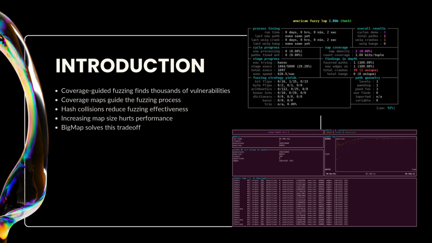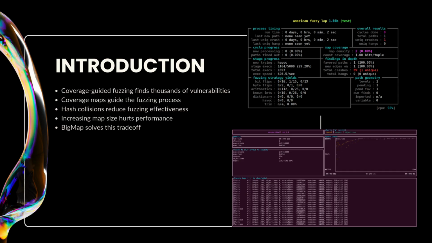As a little introduction, modern fuzzers like AFL and libFuzzer have found tens of thousands of real-world bugs, and they work by generating mutated inputs and using coverage feedback to decide which inputs are worth keeping. At the center of this process is something called a coverage map, which tracks which parts of a program have been executed. However, there is a major issue with how coverage maps are implemented in many fuzzers today.